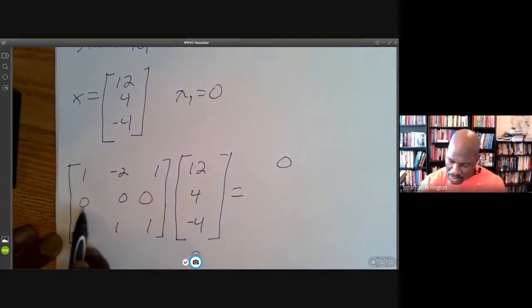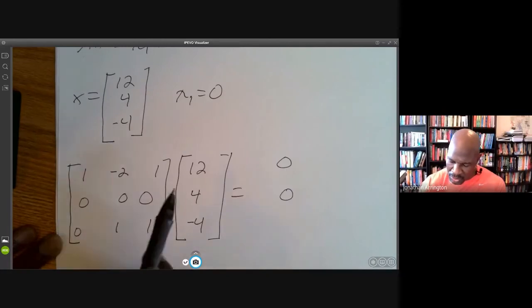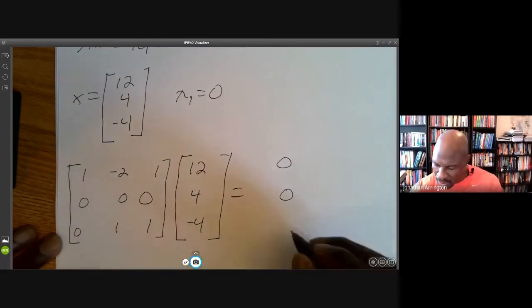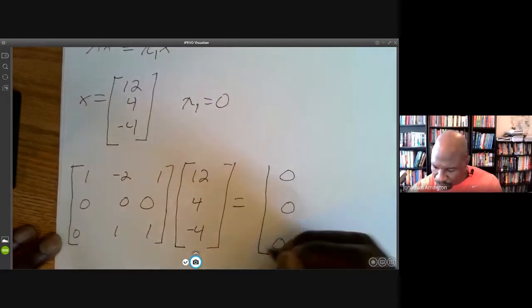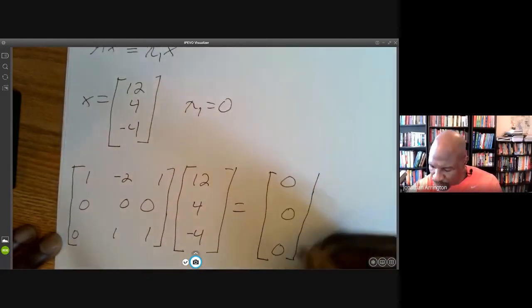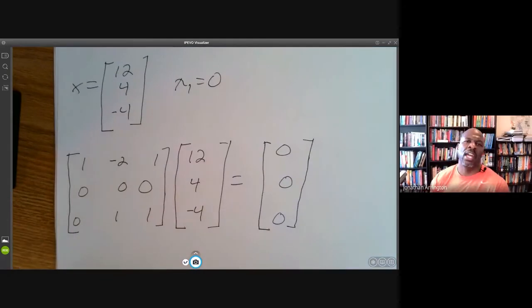That one works. Now, obviously, in this one you're going to get 0 because you have 0 times all 3 of these. And then for the last one, you have 0 times 12, which is 0, 1 times 4, which is 4, and 1 times negative 4, which is negative 4. So you have 0 plus 4 minus 4. That is indeed 0. So that's how it looks when you have an eigenvalue of 0. Your eigenvector is still kind of the same deal. It's not like the eigenvector is going to have zeros. As we said, an eigenvector is a non-zero vector.